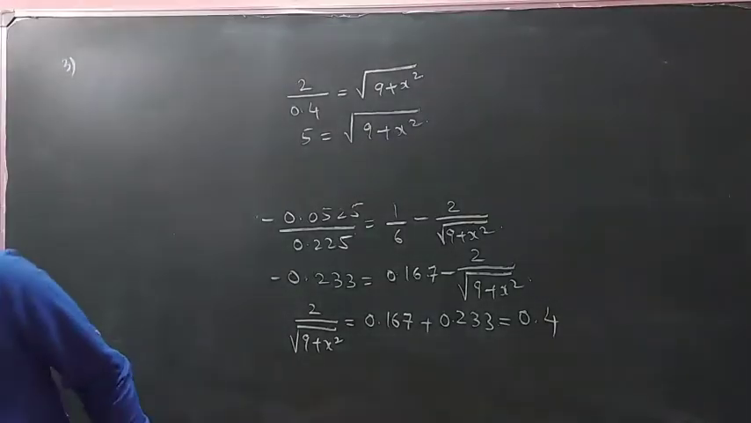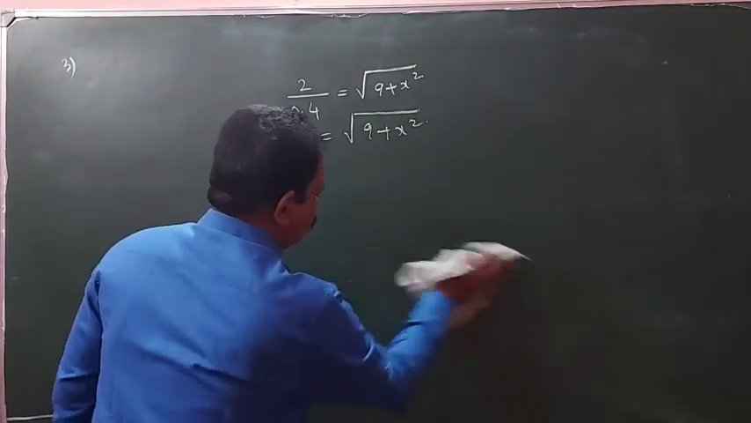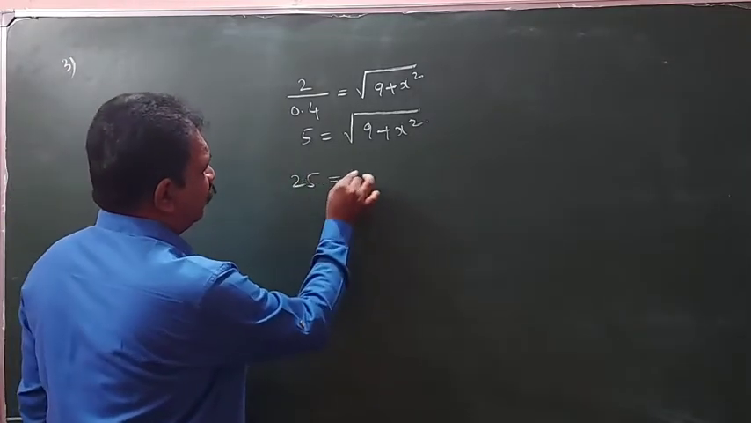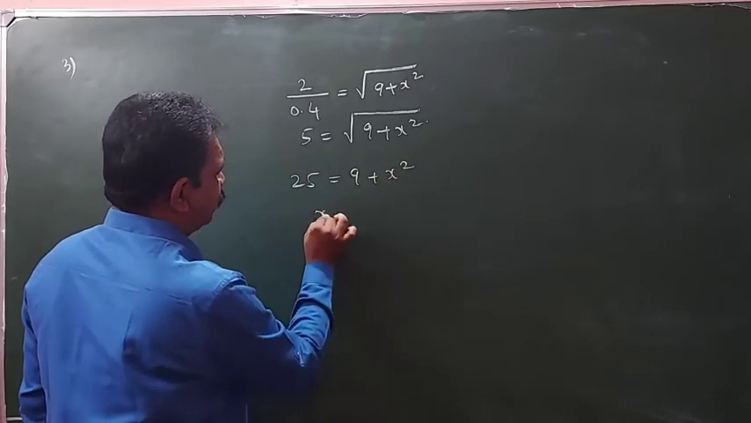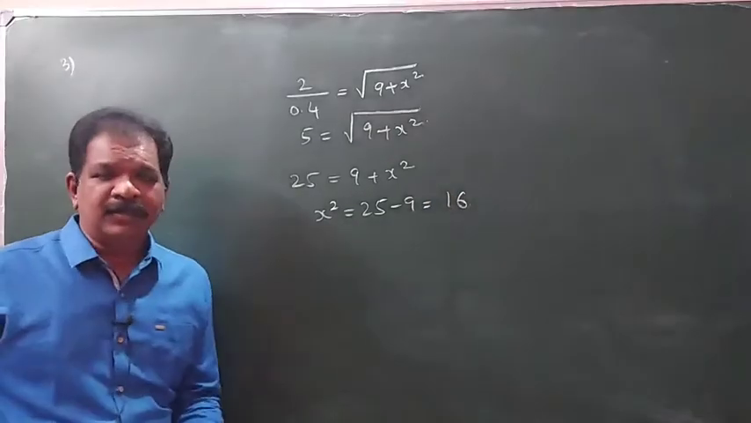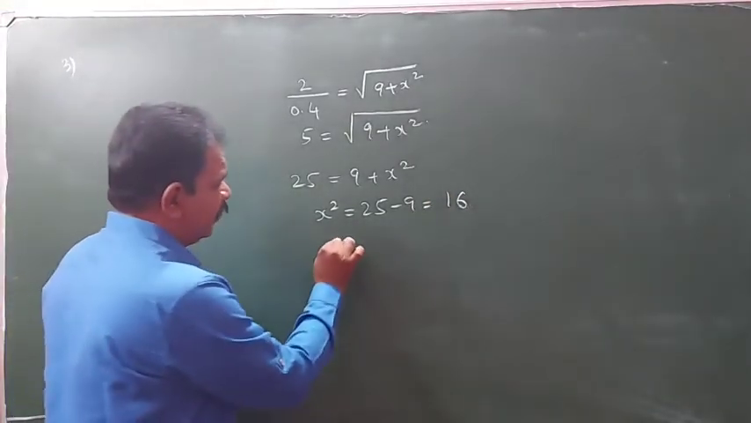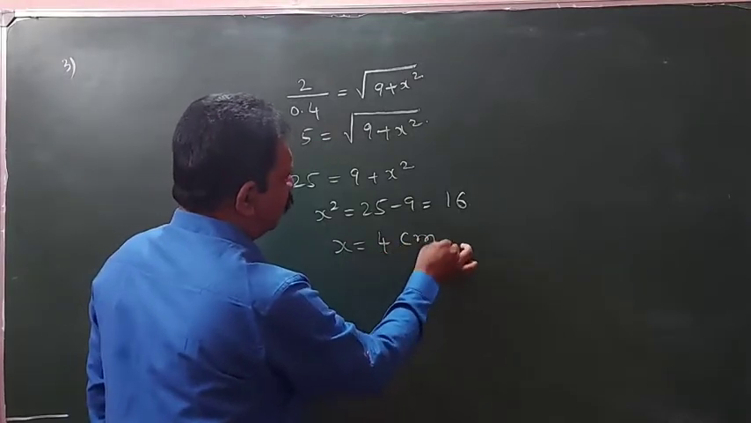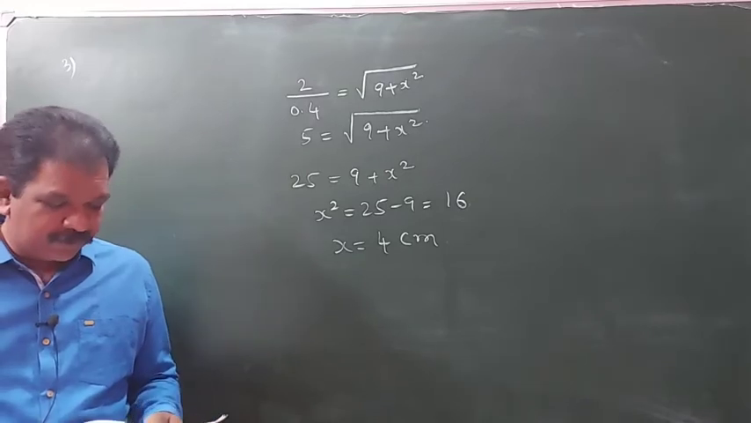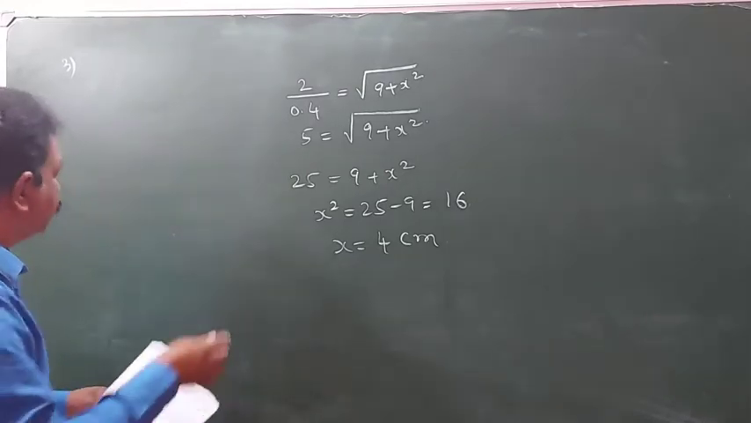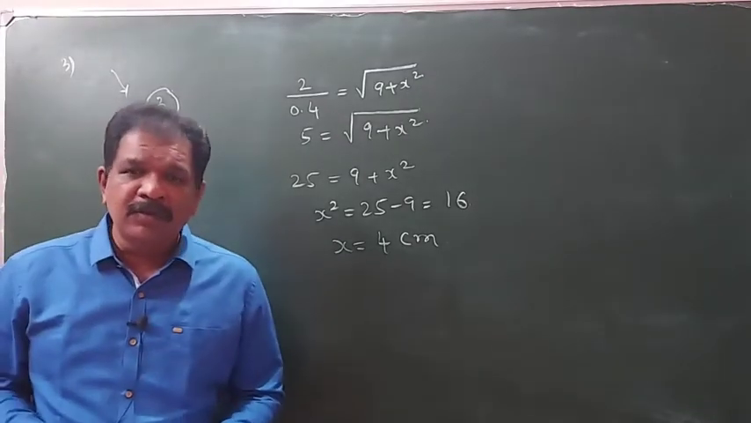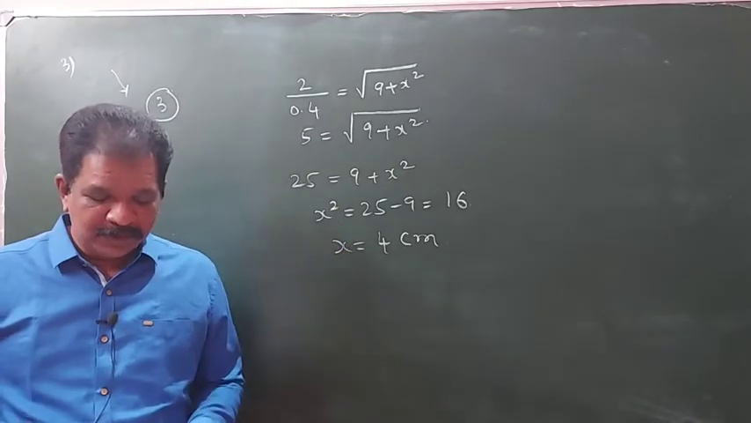Then this is equal to square root of, so squaring, 25 is equal to 9 plus x square. X square is equal to 25 minus 9. This will be 16. X is equal to 4 centimeter. So what is the option for this will be third option. So third question, option will be third. Bit lengthy problem, little bit patience you have to do this problem.